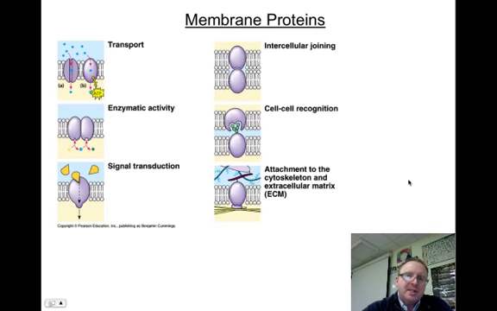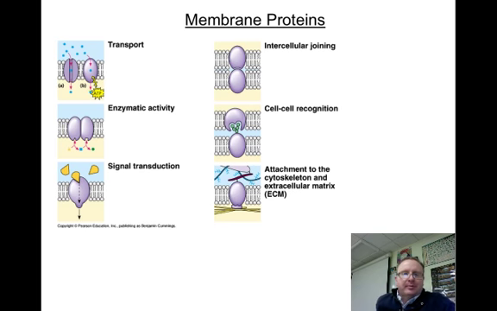Now, we talked about the proteins that are embedded in the membrane. There are six general types of proteins, and I think the functions of those proteins are fairly self-explanatory. Some of the components of the learning unit that you're going to be looking at will describe the jobs of these proteins, but I'm just going to do a quick run-through on these right now with you.